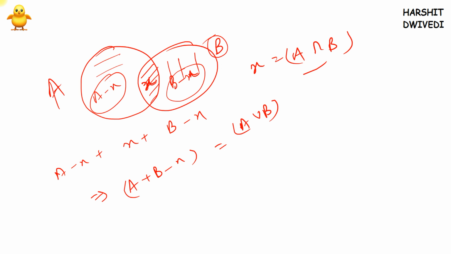So this is basically the concept, and this is the only one formula, that is A union B will be equal to, we have to subtract this common element after adding A plus B. So this will be equal to A plus B minus X. That is the total number of elements in it.